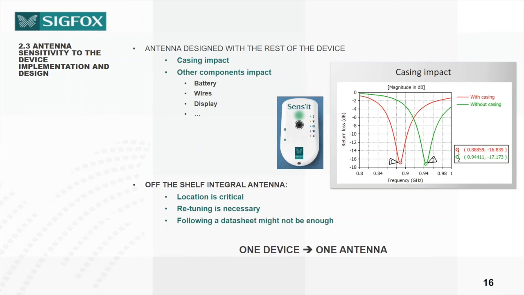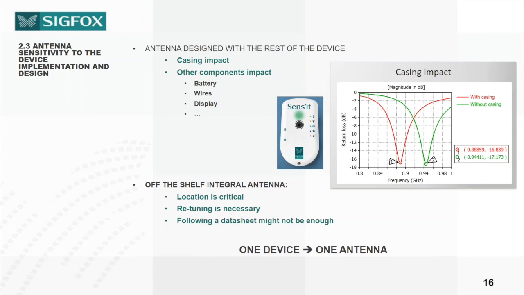So here you can see an example that really illustrates that the casing has an impact on the antenna tuning. It may not have any impact on the performance of the antenna, but this example shows you that you really need to tune the antenna in its final configuration with the casing, and actually with the right casing. Nowadays it's easy to build a prototype with a 3D printer, but this is not enough for the final tuning. Other components such as battery, wires, and displays, or huge components usually, will also have an impact, mainly on the tuning of the antenna.